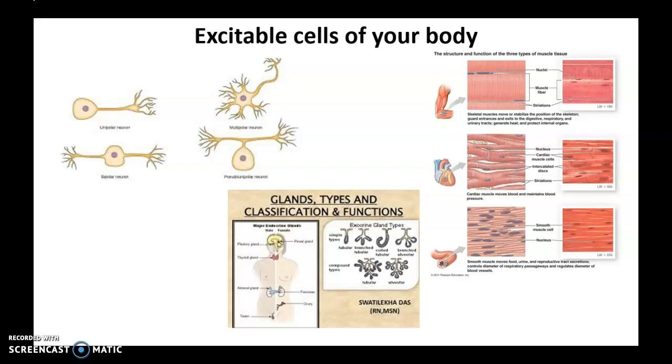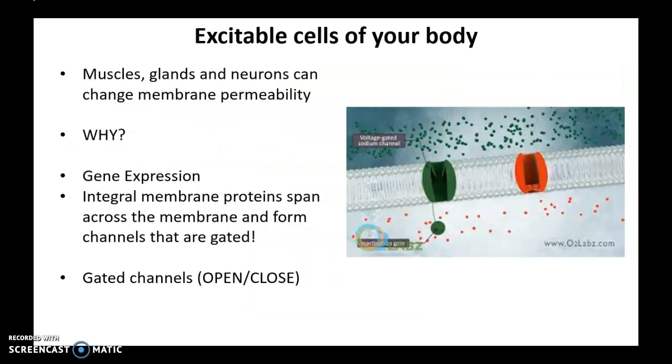Which other cells are excitable? Well, neurons, of course. Neurons, which we see on the right hand side, on the left hand side, we see different types of neurons. And remember, all types of neurons are excitable cells. Then glands. We have a lot of exocrine glands in the body as shown by the picture at the bottom of the PowerPoint. And remember, glands are very, very excitable. All right. So we do understand that muscles, glands, and neurons are excitable cells and they can change the membrane permeability.